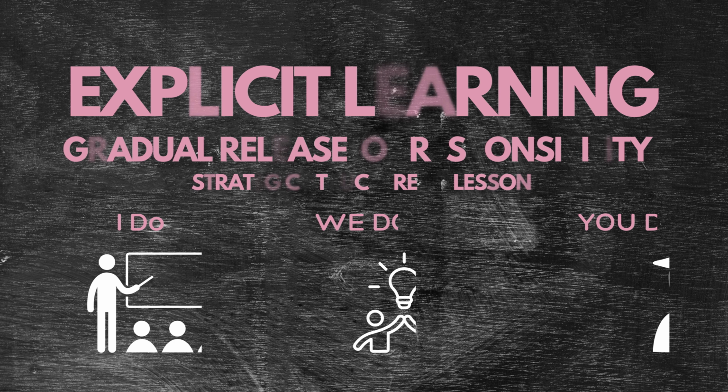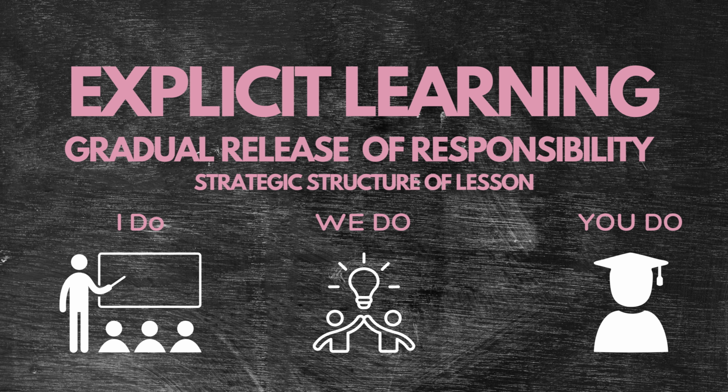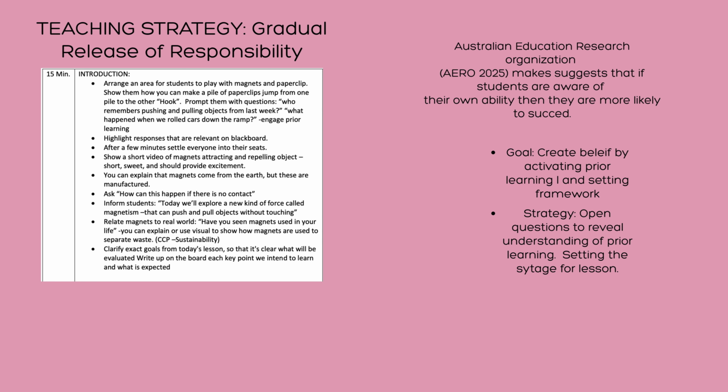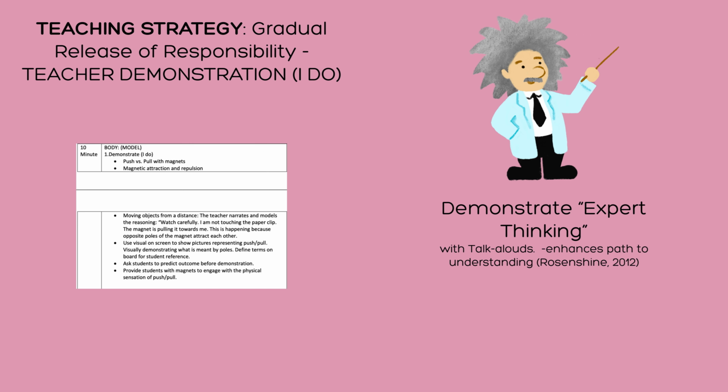All right, let's begin by looking at how explicit teaching is used in the lesson plan, specifically the gradual release of responsibility strategy. So the main goal of the introduction is to create belief by activating prior learning and setting the framework. In the I do stage, I chose to implement the strategy of thinking out loud, which allows the students to see expert thinking, evidence produced by Rosenshine 2012.